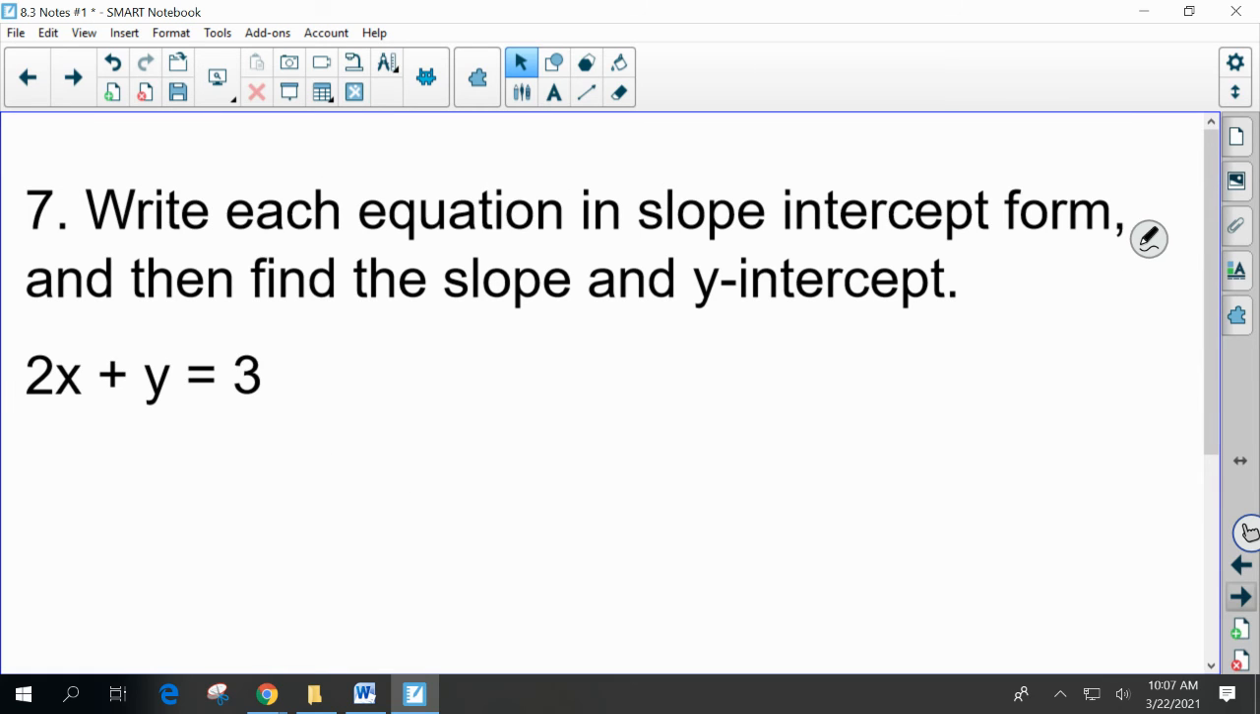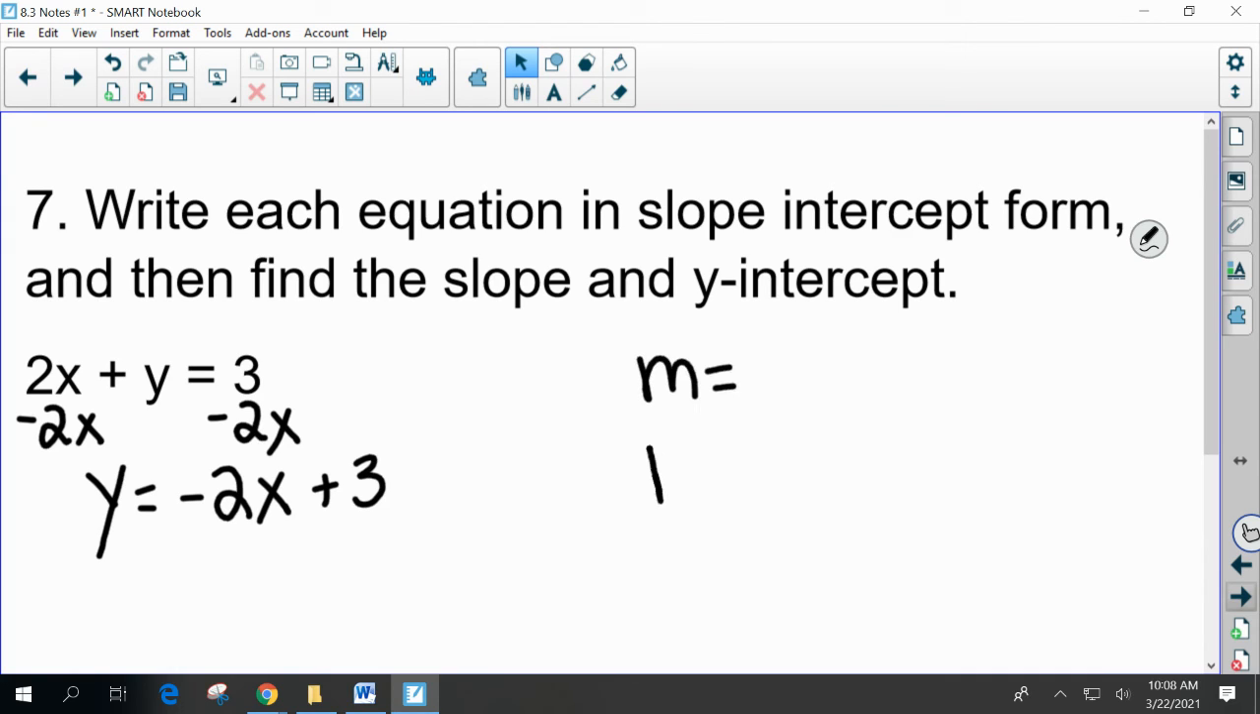Okay, number 7. So first step, is y on the left? Yes, so I leave it alone. I need to move 2x over to the right. So I subtract 2x. So y would equal -2x, and then what do I put? +3. Is y by itself? Yes, so I'm done. So m and b, I need to find. m is -2, we don't put the x with it, and then b is 3.